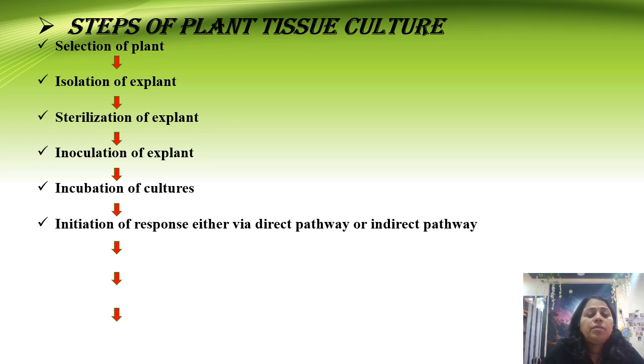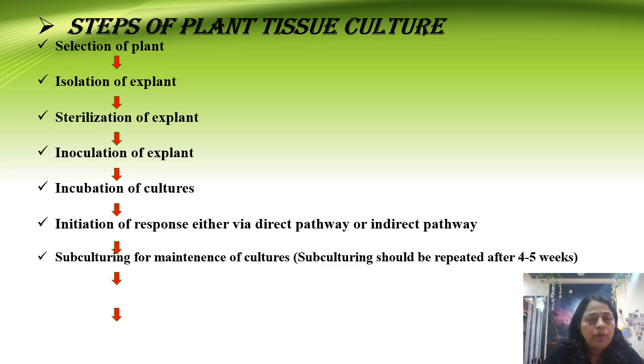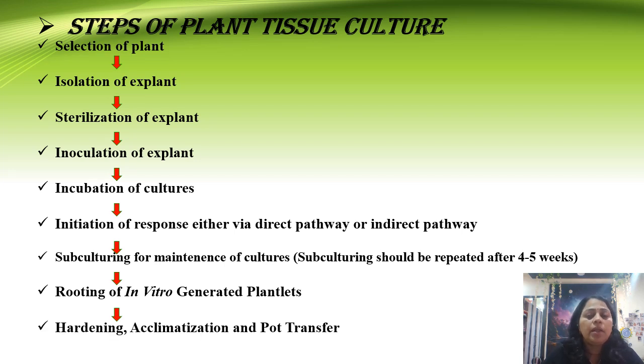After incubation, after 4 to 5 weeks, the plant responds fully via direct pathway or indirect pathway. We observe it carefully and we subculture the cultures for maintenance on the same medium or on rooting medium. After rooting, rooted plantlets are hardened and acclimatized. Finally, they are transferred into the pot.